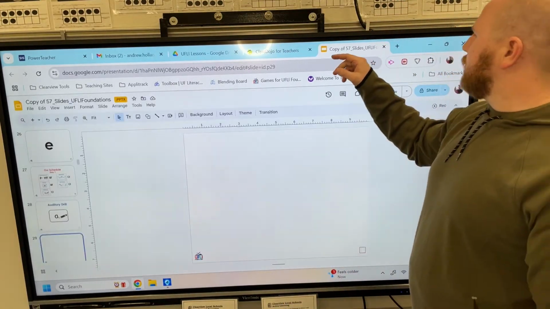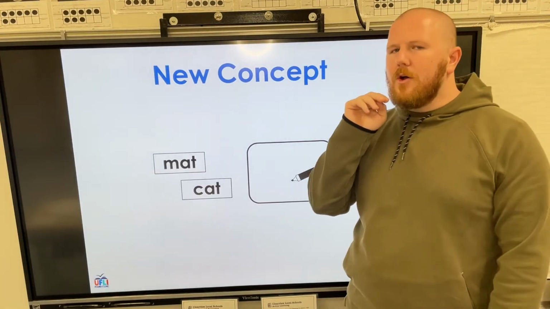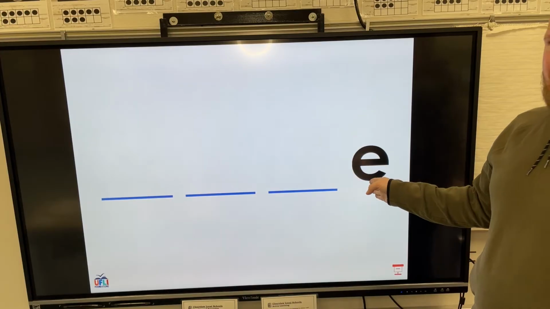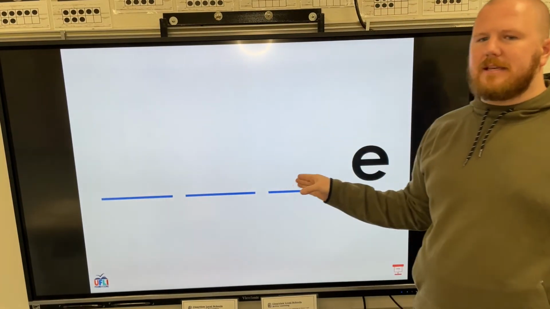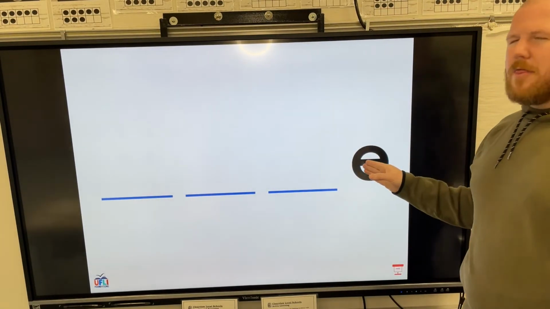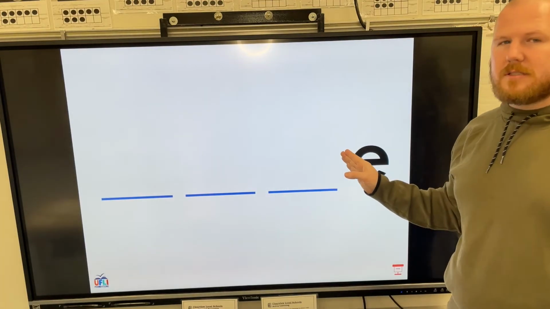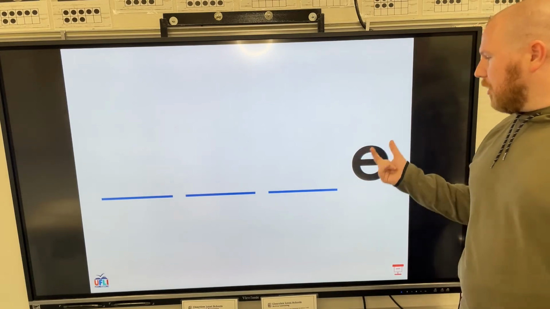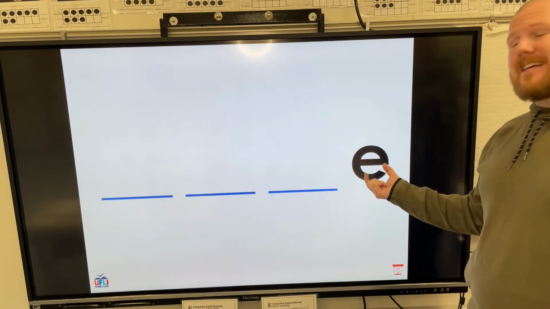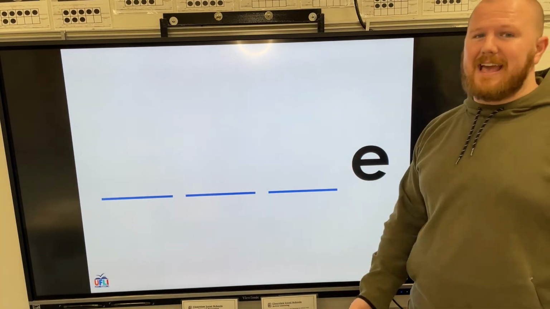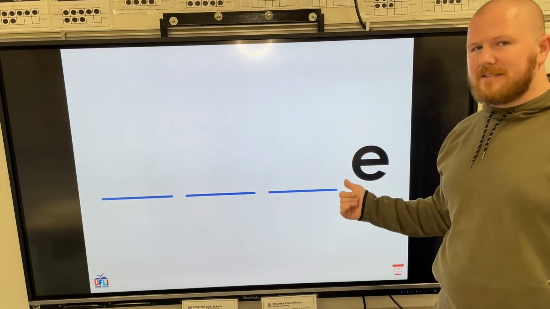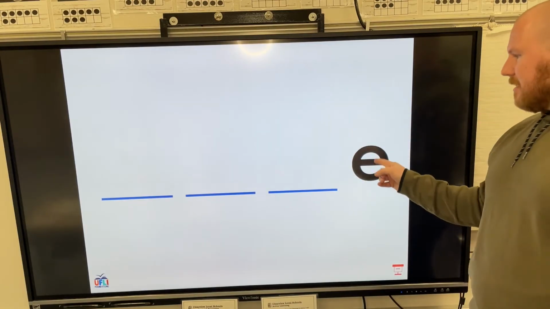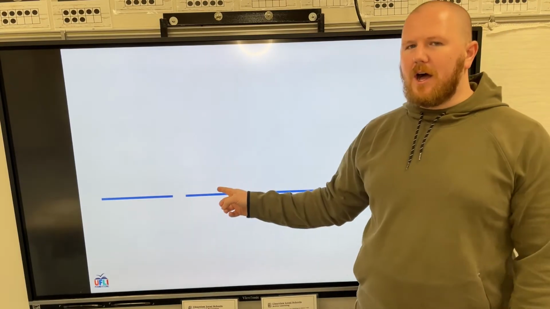So let's move to our new concept. We're reviewing, like I said. Let's take a look at our first review slide. This, at the end of a CVC syllable, is the silent E. Some people call it Mama E, some people call it Sneaky E. Whatever you call it, we call it that because it doesn't say anything. We know E says eh, but at the end of a CVC syllable, you don't hear it at all. Its purpose is to help a vowel say its name.